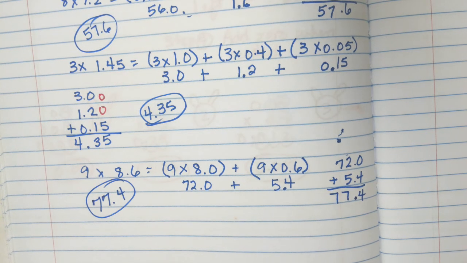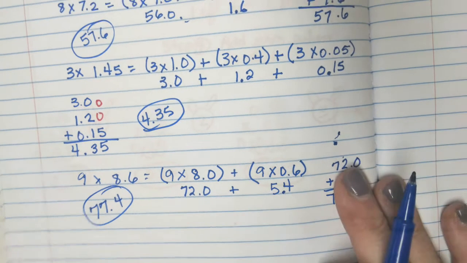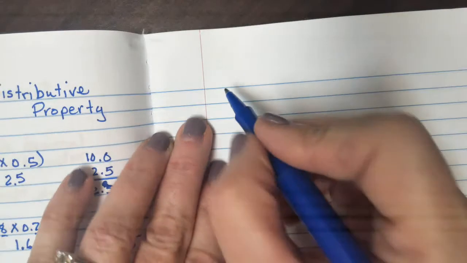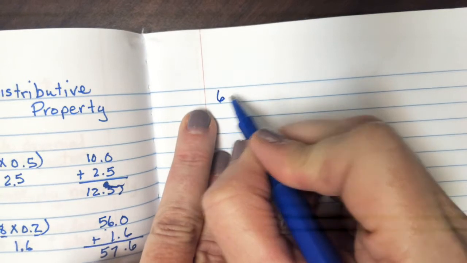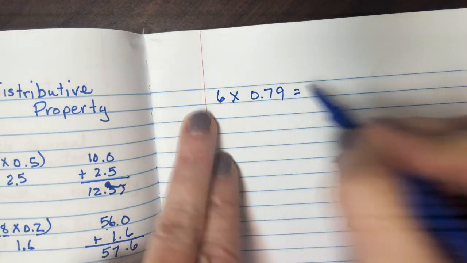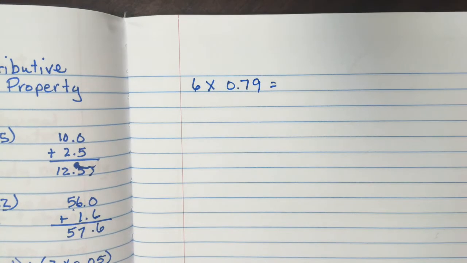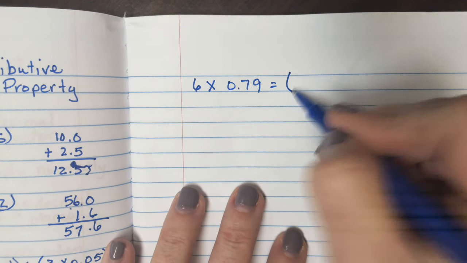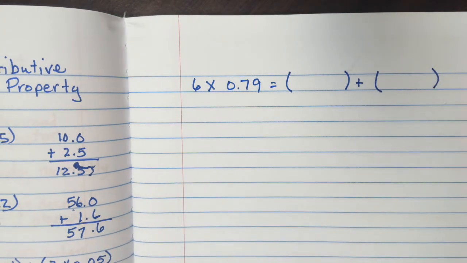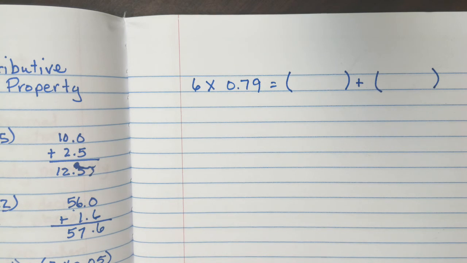All right. Let's practice a little more. I'm going to go to the top of the next page, but you don't have to if you have plenty of room. Okay. So I have 6 and 79/100. Can you break that apart for me? Giving a number to each parentheses. Hopefully you know what number you are giving. What number are you placing in each parentheses? You can look back at the previous examples and see what we did.